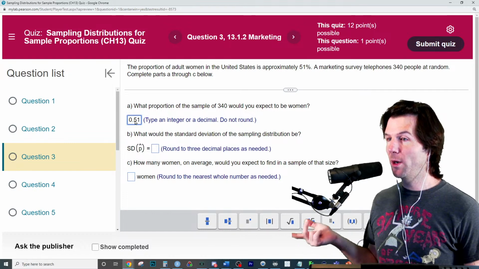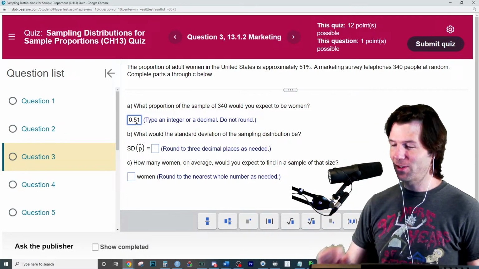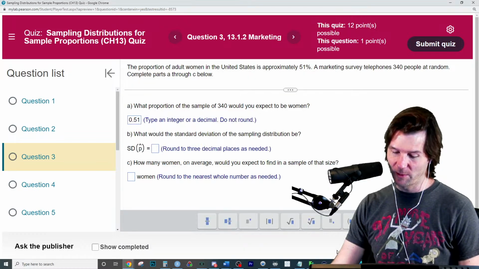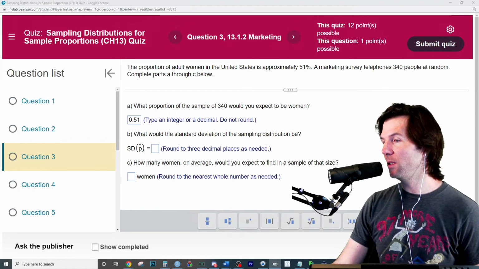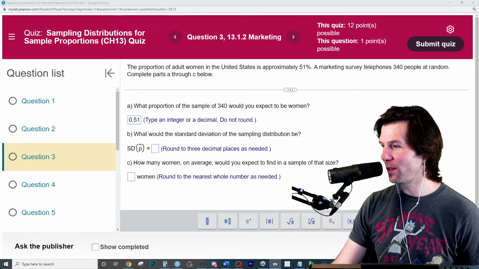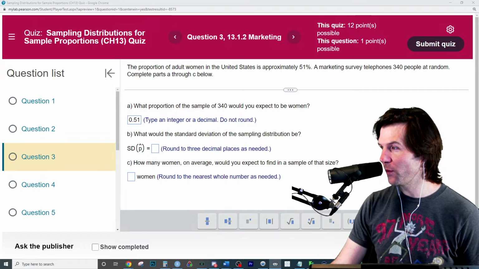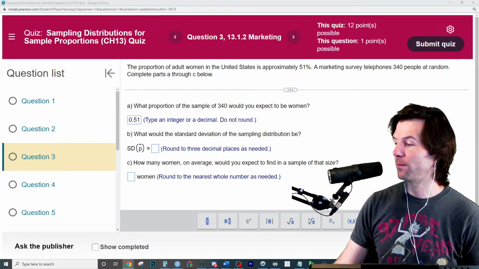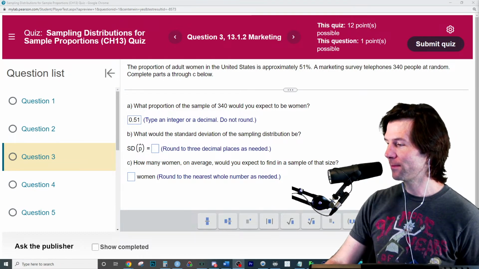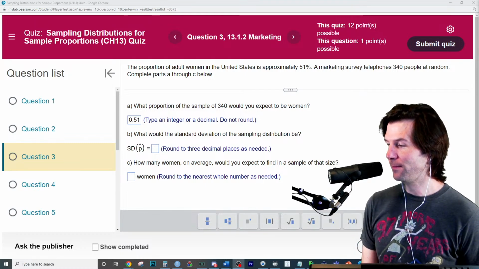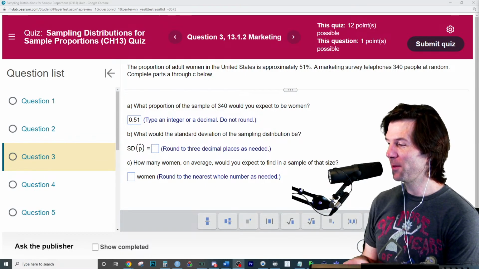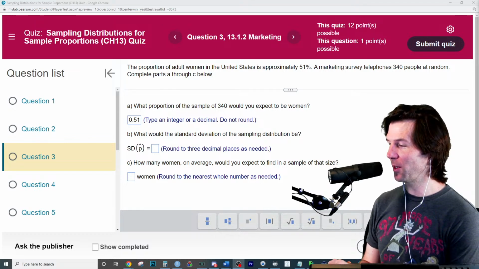Then it says, what is the standard deviation? So what is the formula? Does anyone remember it off the top of their head for 1,000 points? What is the formula for it? Remember that for today. P times Q over N, square root.